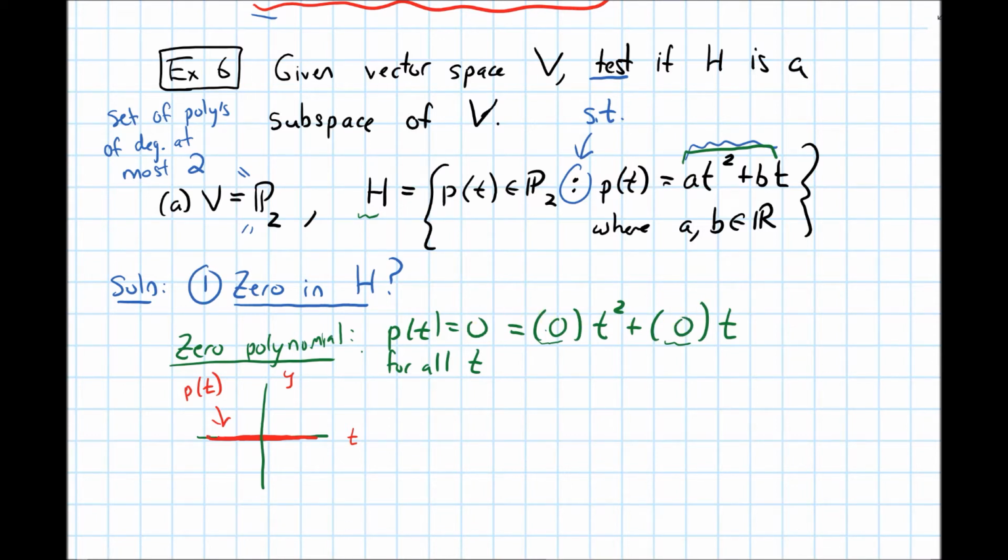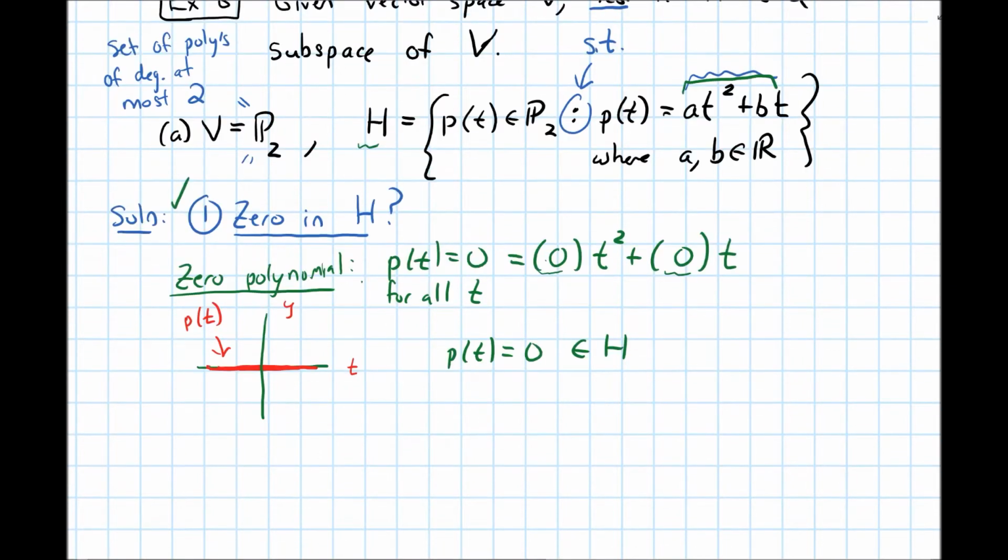And notice that this also kind of looks like a linear combination, and that's kind of by design. Vector spaces, in some sense, are supposed to be like Rn. Okay, so the 0 polynomial does have this form, so it is in H. Okay, so P of t equals 0, our 0 polynomial, is in H, so that means this first property is true. So let's check the next one.